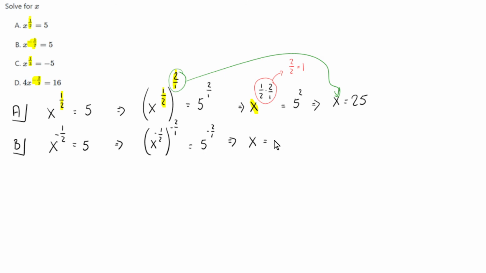Here, this is the same thing as 5 to the power of negative 2. Now, we never want to leave an answer with a negative exponent. So we're going to use the negative exponent law, and we're going to rewrite this as x equals 1 over 5 squared, which is the same thing as 1 over 25.